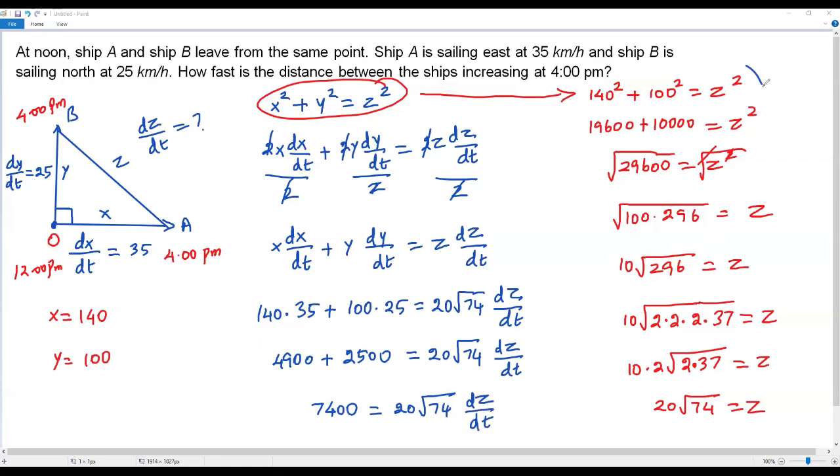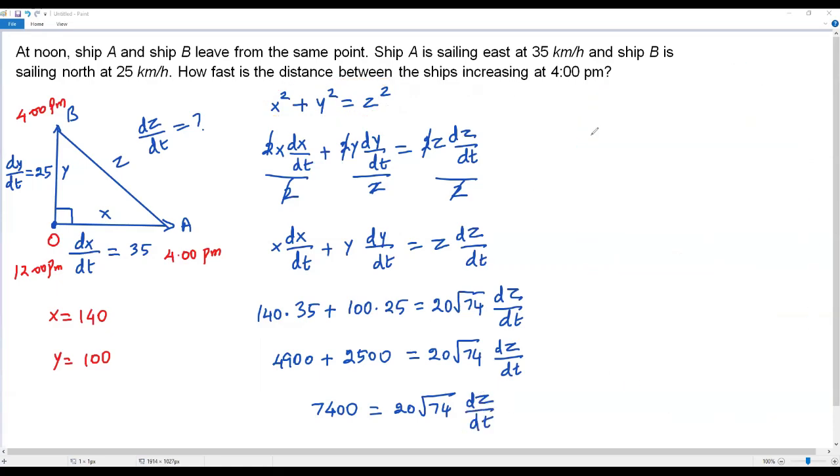Okay, now let me erase the stuff over here. Now let me continue the problem. Let me write the same equation: 7,400 equals 20 times the square root of 74 times dz/dt. Since our aim is to solve for dz/dt, we have to get rid of this value which is multiplied by dz/dt. For that, I divide both sides by 20 times the square root of 74.